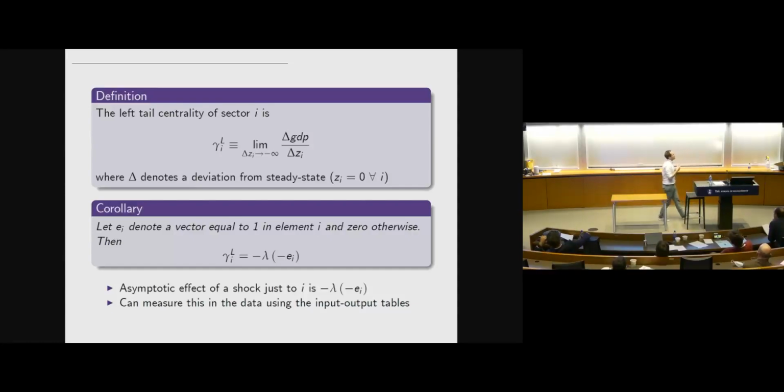What I want to think about here is not the local effect when the shock is small. I want to think about making the shock really big. So I want to think about the limit as productivity goes off to minus infinity of the change in GDP. So I want to think about this like asymptotic sort of derivative, and I'm just going to define that to be my gamma i. So that's what I'm going to call the tail centrality for sector i. And the result then is that you can actually calculate that directly from this tail approximation that I showed you from that lambda. It's the asymptotic effect of a shock to a given sector.